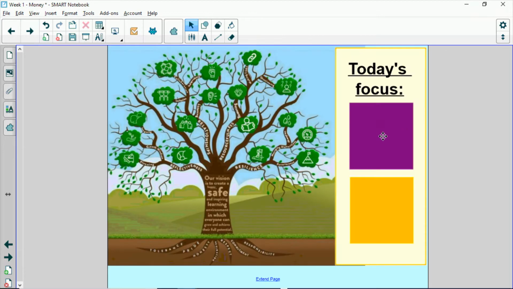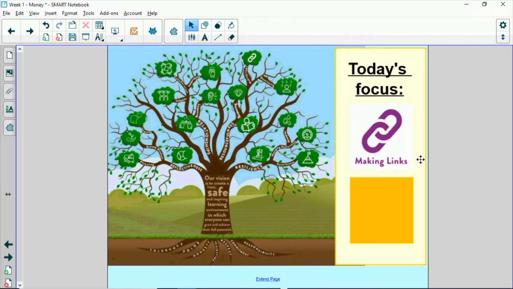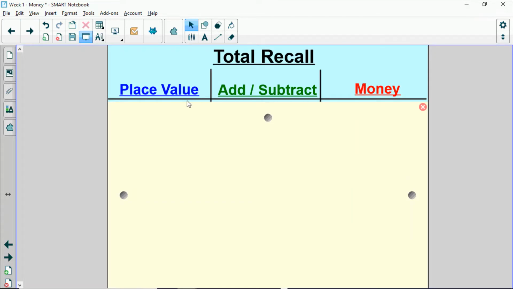So today, our first focus is making links, thinking about yesterday's maths lesson where we were introduced to money, but also money where we've looked at it in previous years as well. Our second focus is imitation, where we'll be doing lots of questions together to learn how to answer today's questions. So let's start with our total recall.